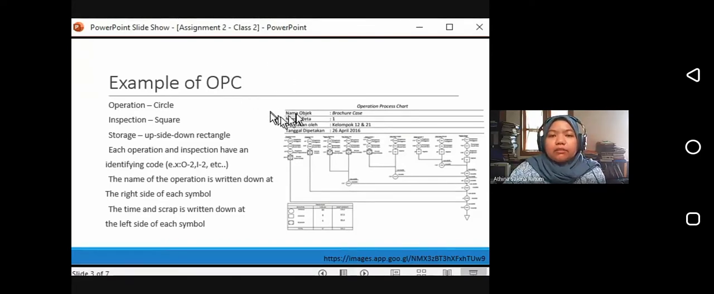On making the OPC, don't forget to put the head of the table, which contains the name of the object, who is making the OPC, the date, and also whether it is a plan for the OPC after the pengamatan, or the real one. And also, please mention the summary of all the operations happening in the OPC. So let's say you calculate the total time for the operation, the total time for the inspection, the total time for both of the operations.